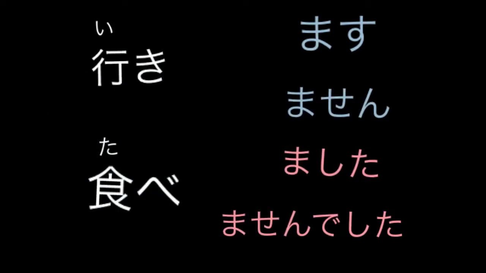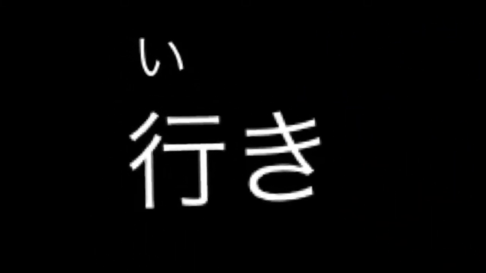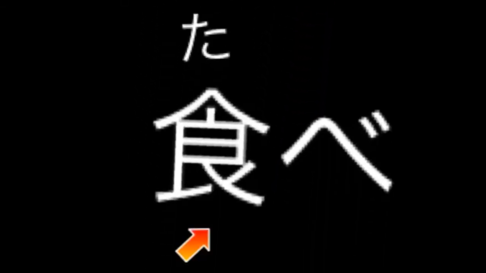And the very first thing that we have to do with our verb in order to start changing it is to make the verb stem. Now the verb stem is simply the verb with masu removed, and we've got two of them here as examples. So here we've got iki, and that's the verb stem of the verb ikimasu, to go. And we've got tabe, and that's the verb stem of the verb to eat.